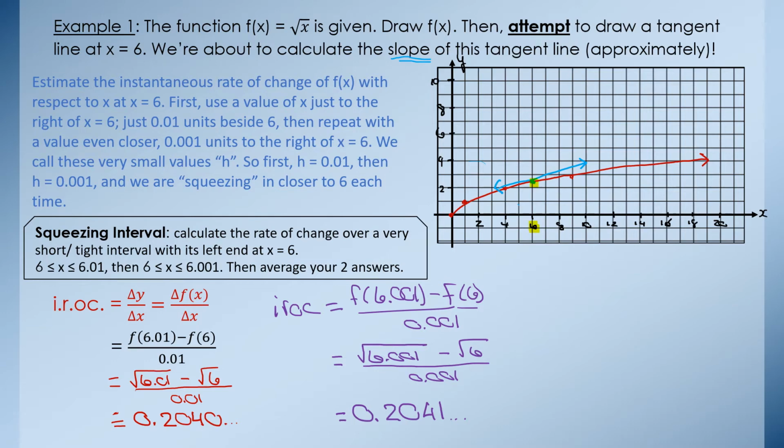We can just summarize and say, therefore, the instantaneous rate of change of this function at x equals 6. So what this is saying is, what is the slope of the function just at that point? It's about 0.204.